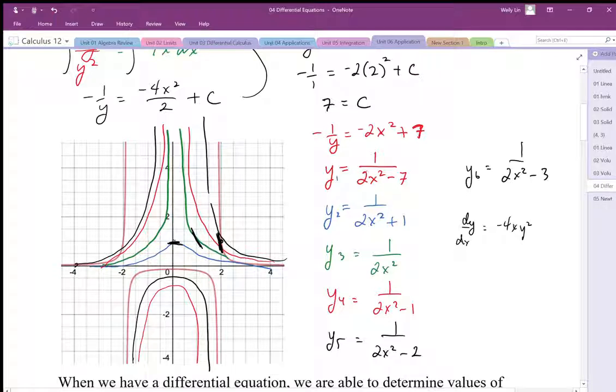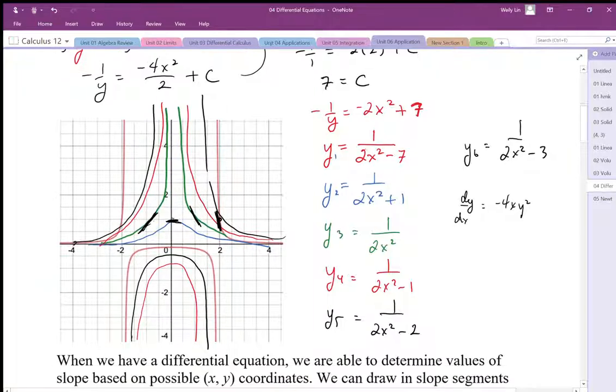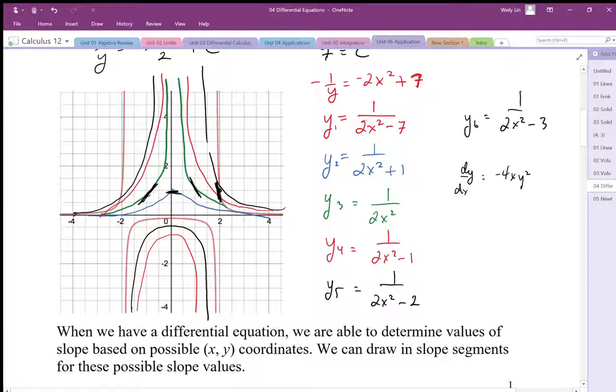At negative 1, positive 1 here, I'm going to get a slope of positive 4, through there. And what I can actually do is generate a whole bunch of these pieces of slope. And if I draw all these little slope segments on different points all across this whole graph, you end up being able to see generally how the family of solutions should be looking, the shapes of those families of solutions. And this is something called a slope field.